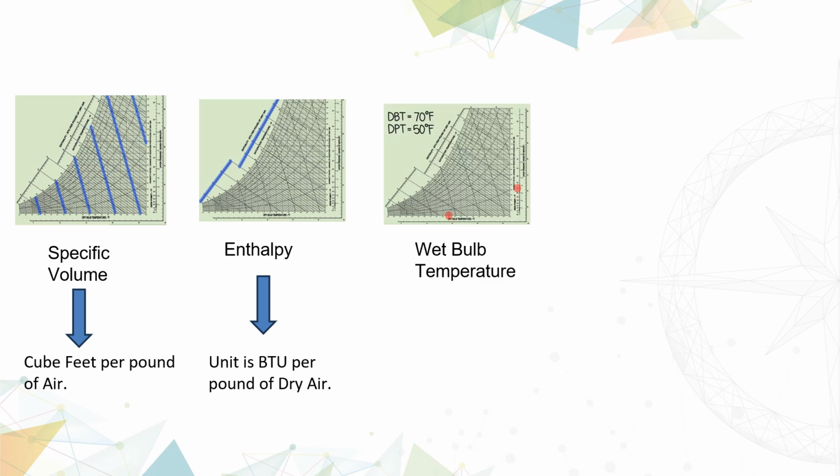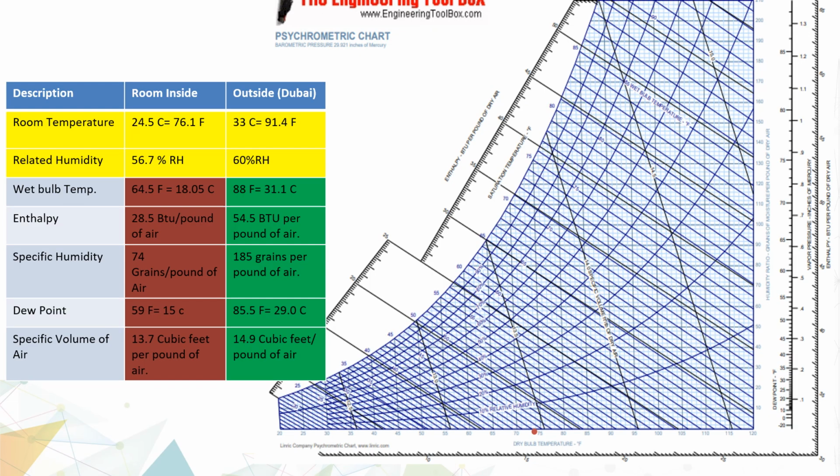Also we'll get to know wet bulb temperature. It is the temperature recorded by a thermometer with a wet, soaked cloth over its bulb, which accounts for evaporative cooling. It reflects the lowest temperature air can reach through evaporation. So we discussed the technical definitions of all these things.